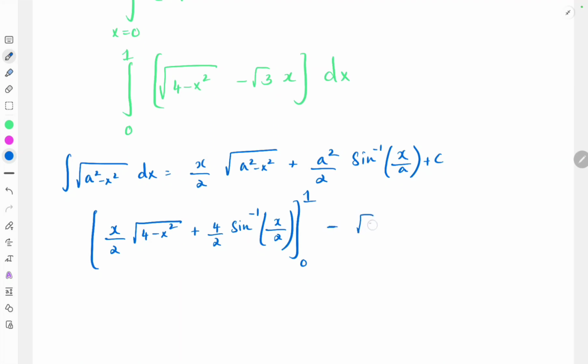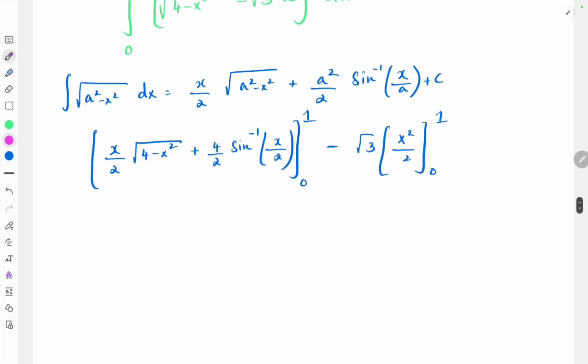So minus root 3 is constant, I can take it out, the integration of x is x square by 2, and it is also from 0 to 1. So this we have to calculate. Suppose if I substitute the upper limit, it will be 1 by 2 into root of 4 minus 1, which is root 3. So this is nothing but 2 1s are 2, 2 2s are 4, so plus 2 sine inverse 1 by 2. This is for the upper limit, and for the lower limit 0 by 2, this entire thing will be 0, and sine inverse of 0 is also 0, so the lower limit will be 0.